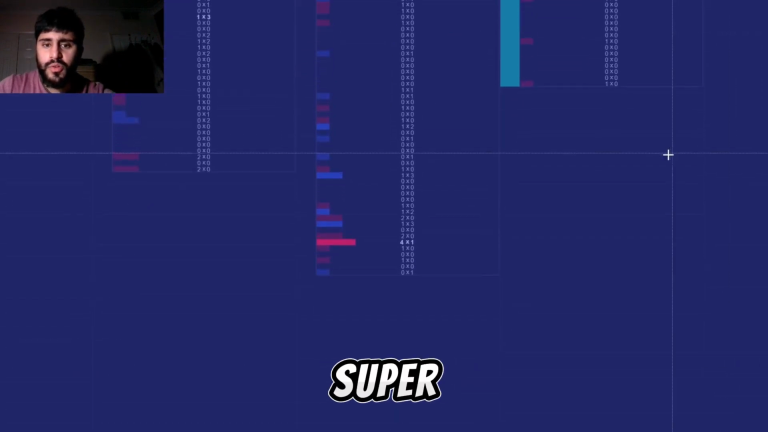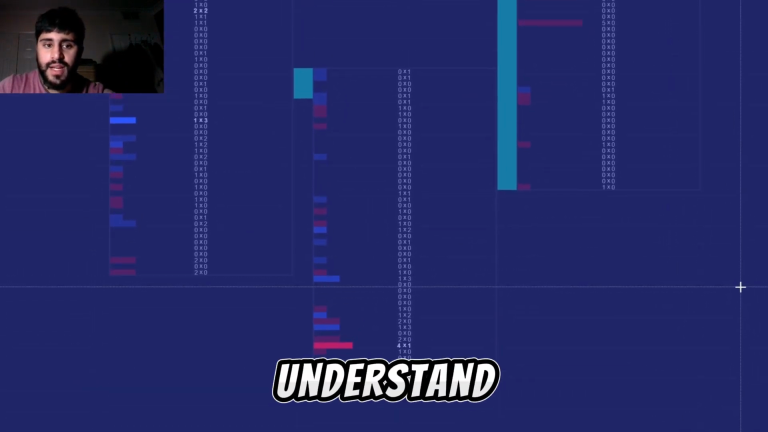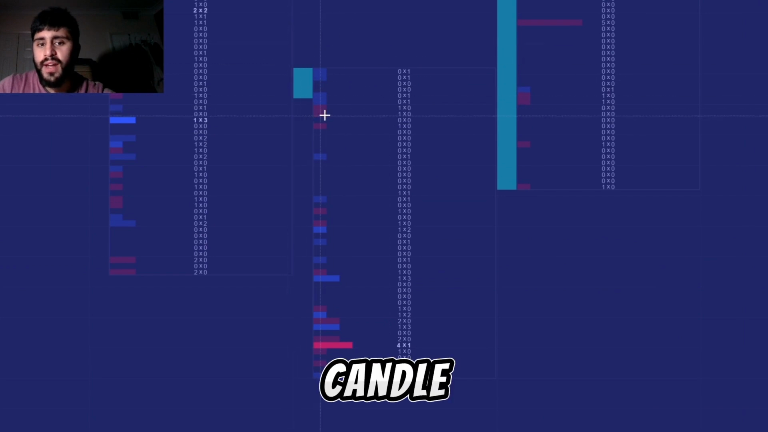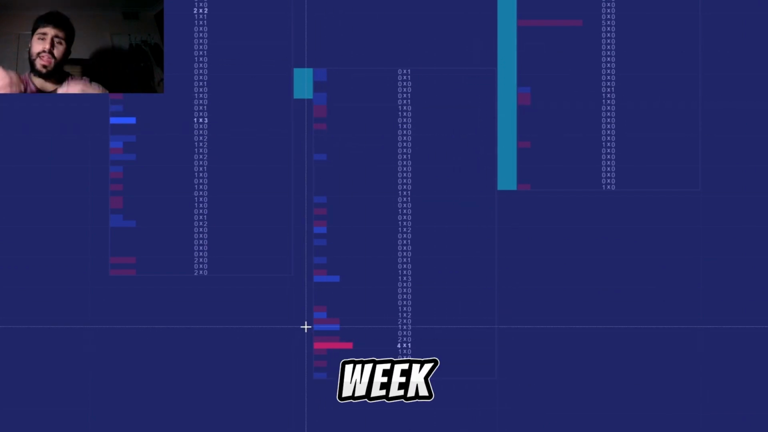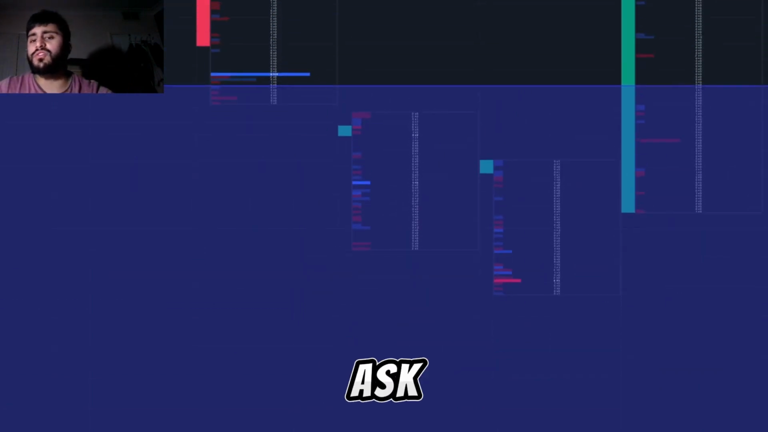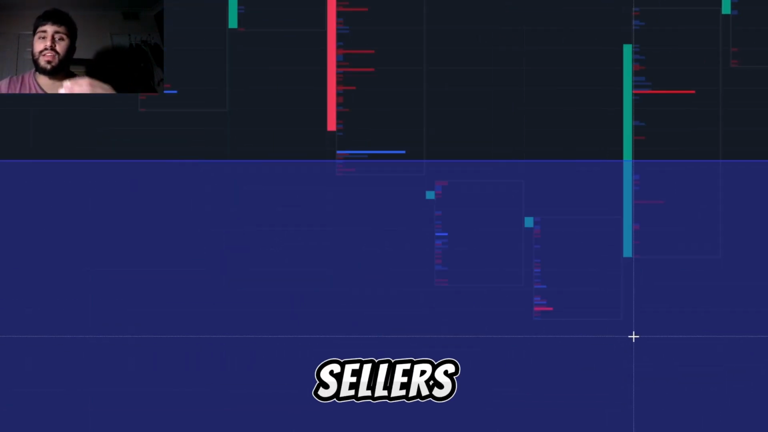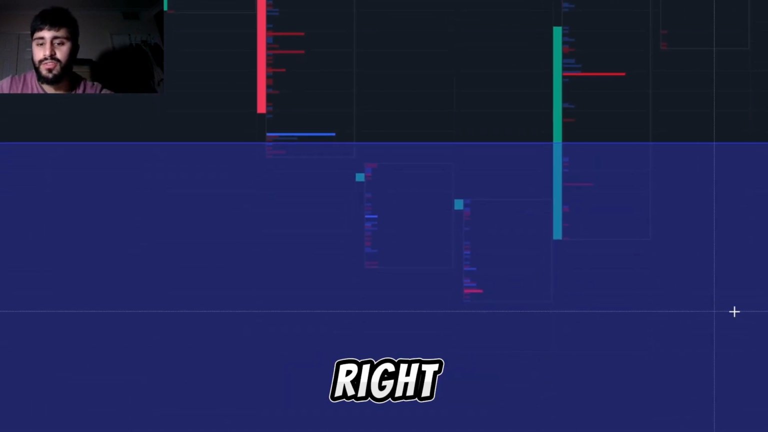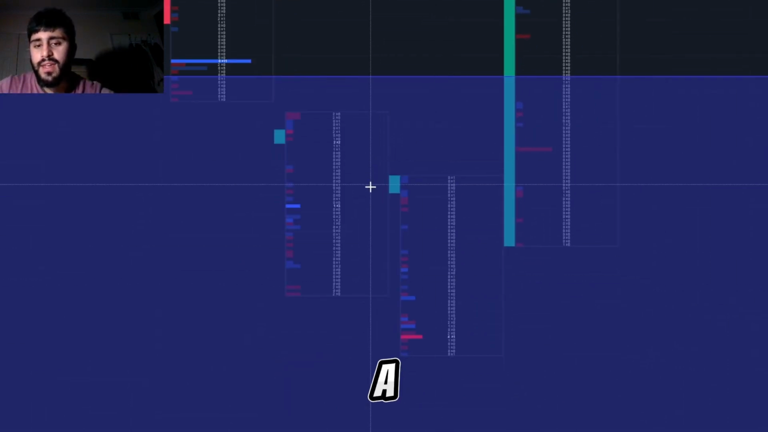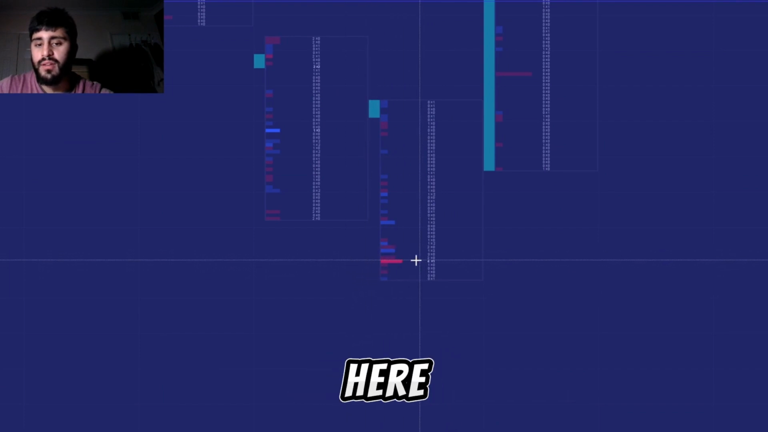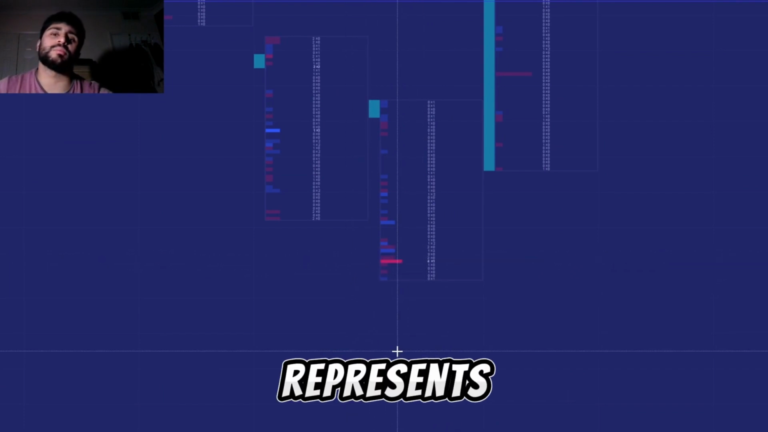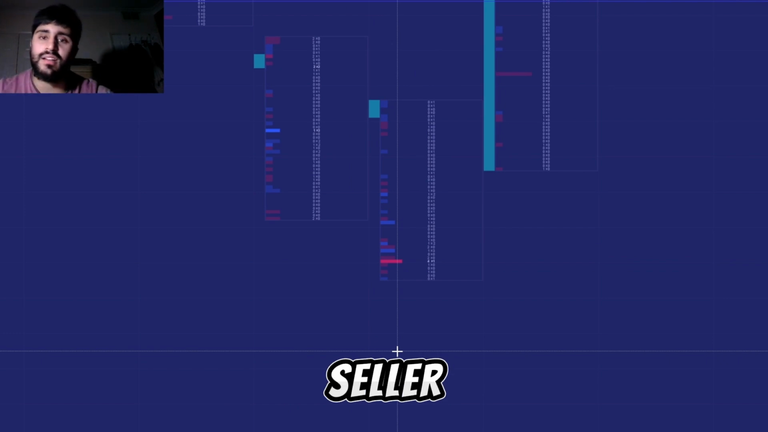What's super interesting to understand, and I want traders to really understand this, is that we had a bullish candle over here with a very, very large wick. When a wick comes into a fair value gap, you want to ask yourself what is going on between buyers and sellers. Even though we had a green candle over here, I want traders to pay attention to what's going on down here. This red rectangle represents a very large seller in the market.